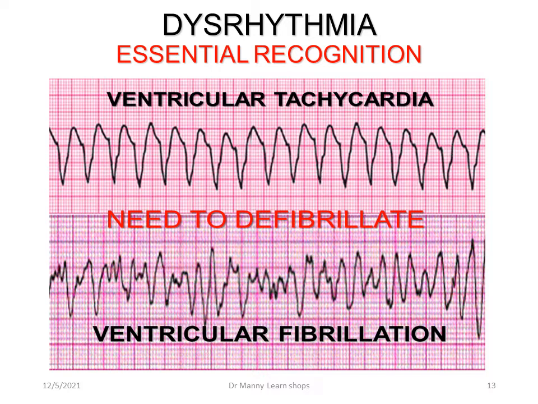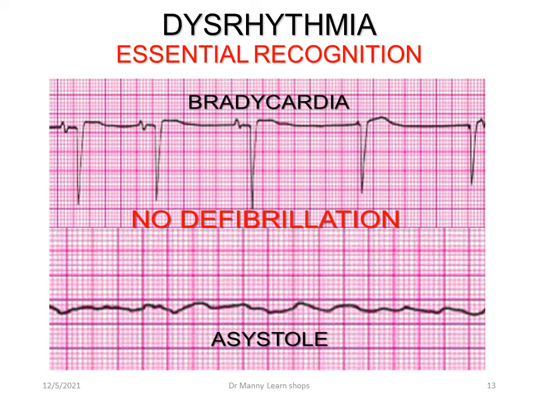Essential rhythms to recognise for cardiopulmonary resuscitation and defibrillation are ventricular tachycardia and ventricular fibrillation, because we need to defibrillate these as quickly as possible before they deteriorate into a non-shockable rhythm. Bradycardia and asystole are not shockable. No defibrillation is required here.